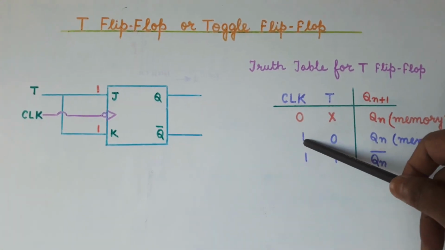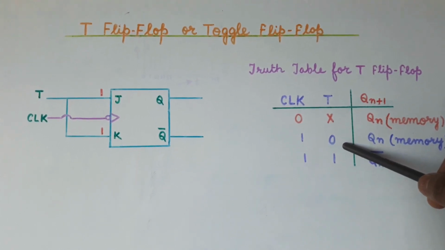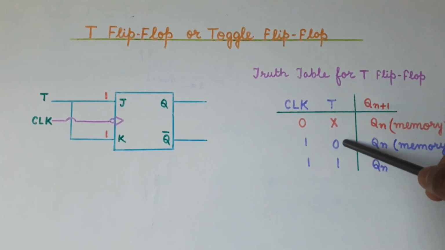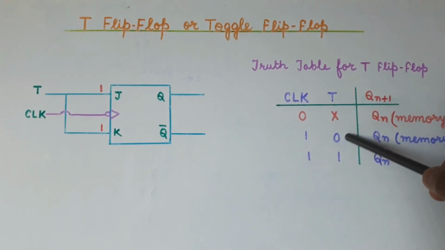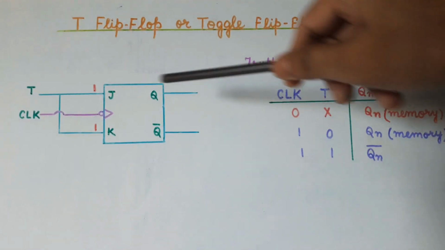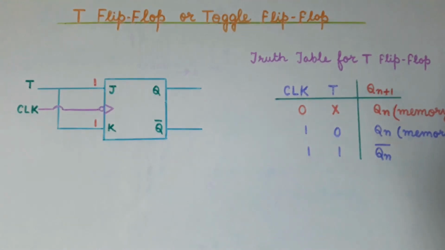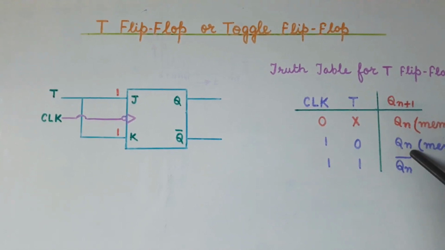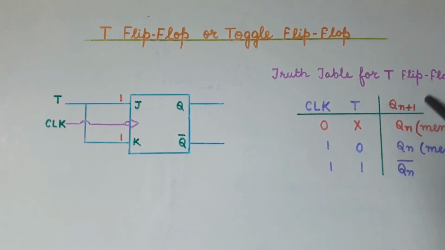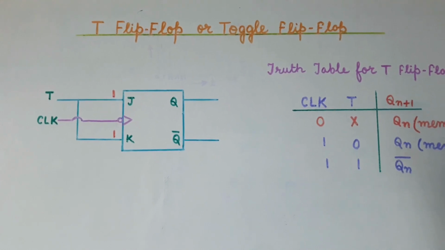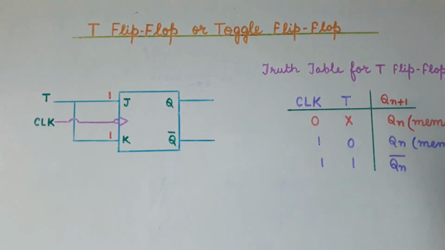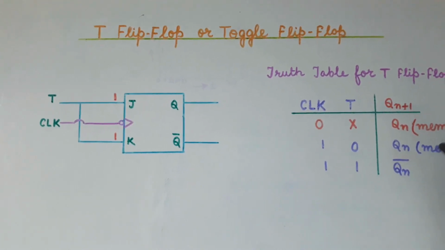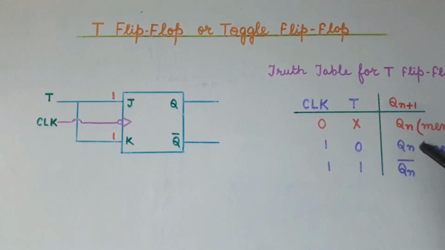Now when the value of clock is high and the value of T is low, that is when the value of T is 0, it means again we are having the memory, because in this particular case when T is 0, then the value of J will be 0 and the value of K will be also equal to 0, and whenever this happens, then we will have the memory. So in this case also, the value of the output will be Qn, that is same as the previous state as we have seen in the JK flip-flop. It means whatever be the previous state is stored and the output Qn plus 1 will be Qn in this case. So again we find that we are having the memory state in this case also.